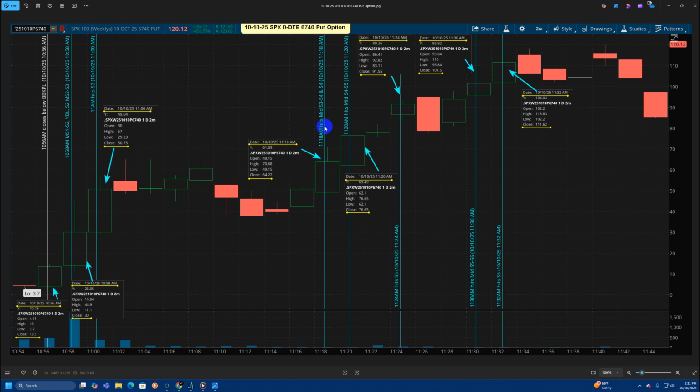11:18 candle hits mid S3 and S4. Close $64.72. 11:20 a.m. hits mid S4, S5, $76.65 on the close. 11:24 a.m. hits S5, $91.55. 11:30 a.m. candle hits mid S5, S6. Close of that candle, 101.50. And the 11:32 a.m. candle hits S6, 111.62.